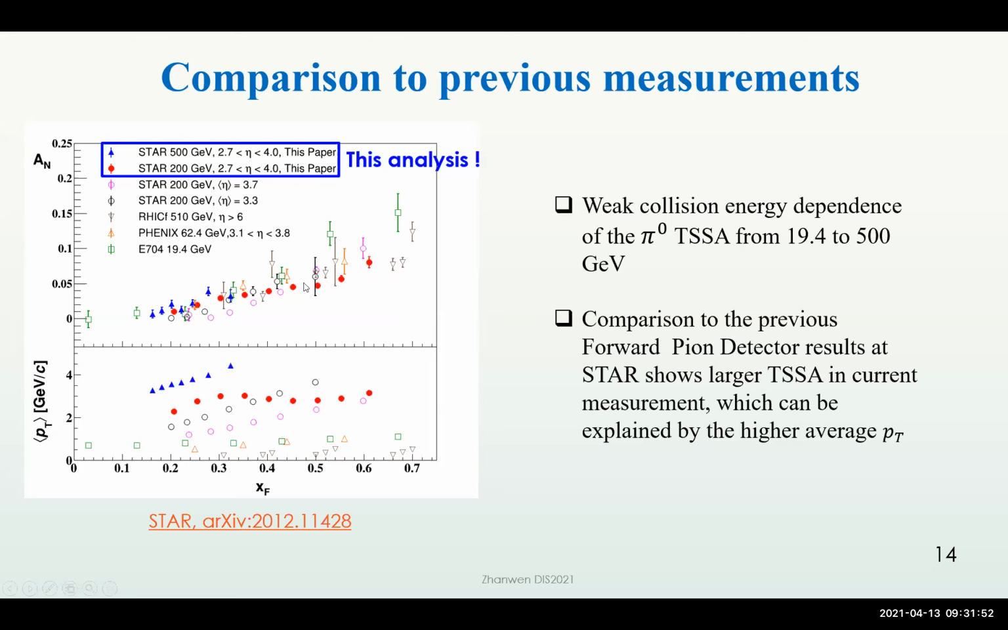So if I take a look at these open circle points here, you find that at lower XF, they are lower than our results at 200 GeV. We will show you later that's because of the PT dependence. The PT of our experiment is quite high compared to the previous one at low XF, lower than 0.4. After that, the PT of the previous one begins to be higher than ours, so the AN result also begins to be higher than ours.